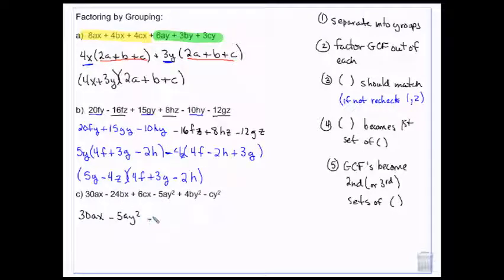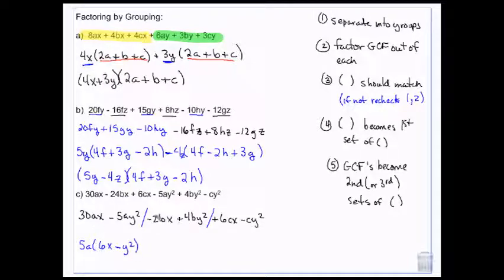And then my B's together. And then my C's together. So if I did that and I made it 3 groups instead of 2, it'll still work. From this group, I can take out a 5a, and I'm left with 6x minus y squared.